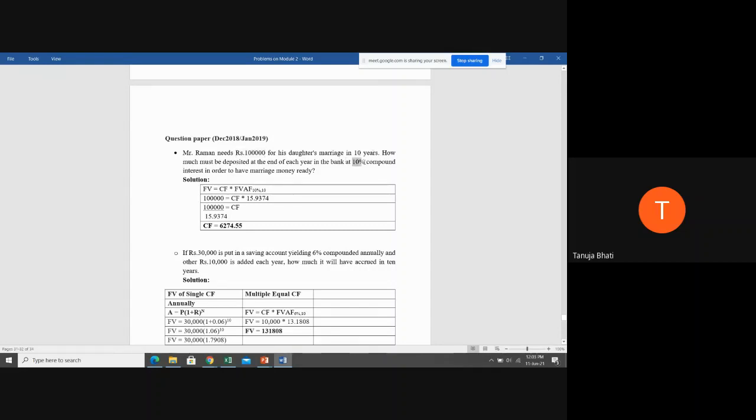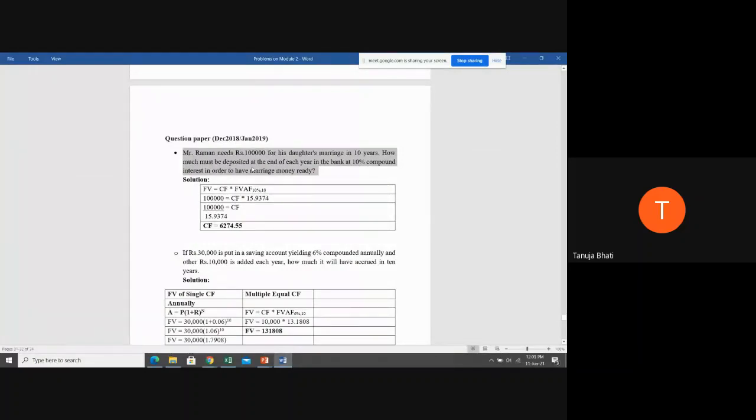Now, the rate of interest is given, 10%, and N is given, 10 years. What do they want? They want to know how much should be deposited every year. So they want to know the annuity, that is, the series of equal payments or cash flows which should be made every year in order to get 1 lakh rupees at the end of 10 years. So which formula am I going to use, students? I want to know the annuity figure. So am I going to use single cash flow, multiple unequal cash flow, or multiple equal cash flow?